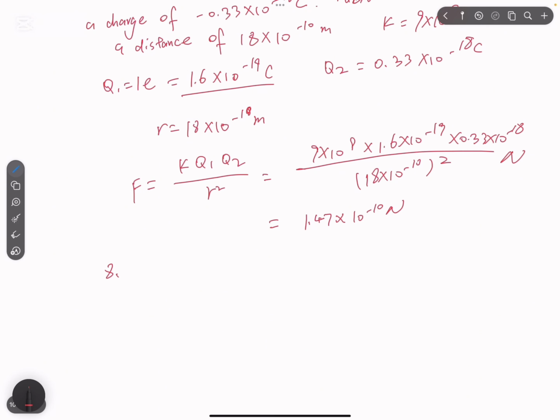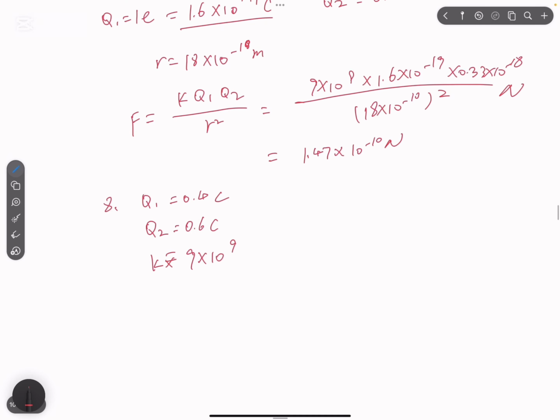Number 8, we have the charge Q1 equal to 0.4 coulomb, Q2 equals 0.6 coulomb. We have K equals 9 times 10 to the 9. And we have the force this time. F equals 5 times 10 to the 8 Newton. What's the distance between the two charges?